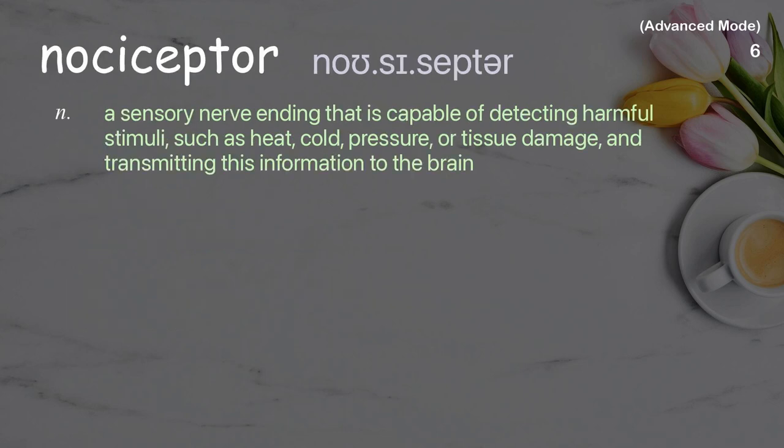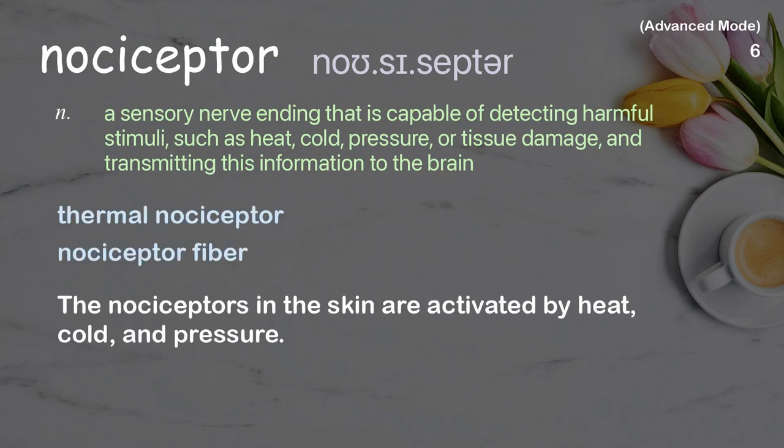Nociceptor. A sensory nerve ending that is capable of detecting harmful stimuli, such as heat, cold, pressure, or tissue damage, and transmitting this information to the brain. Examples. Thermal nociceptor. Nociceptor fiber. The nociceptors in the skin are activated by heat, cold, and pressure.